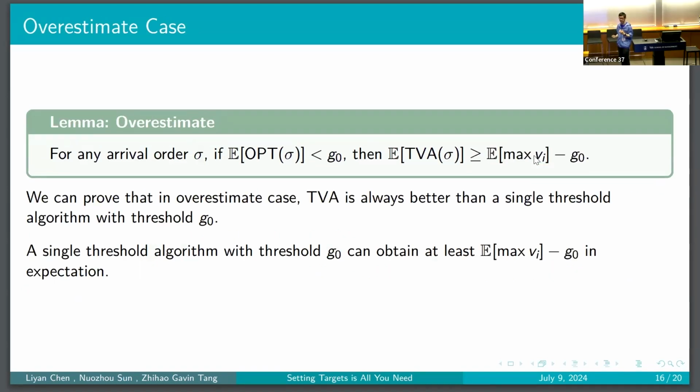Also, for the overestimate case, we can prove that in this case, our algorithm is always better than a single threshold algorithm with threshold G0. This is because in the overestimate case, G0 is too high as a threshold. What our algorithm does is gradually lower the threshold, but the single threshold algorithm will never lower the threshold, so it will do worse than us. And with typical techniques, we can show that a single threshold algorithm with threshold G0 can obtain at least the expected maximum minus G0 in expectation. And this is why the lemma holds.